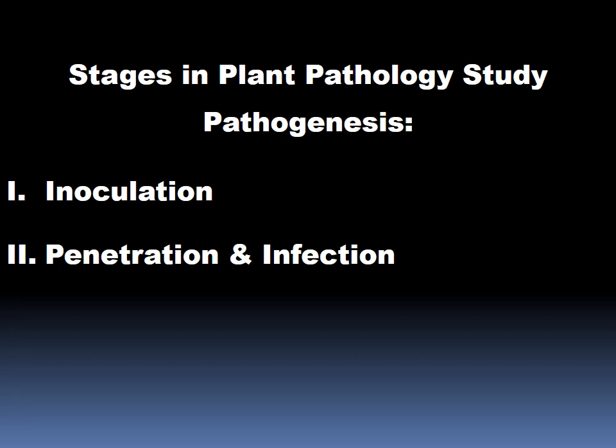When the host and the pathogen come in contact with each other, this process is known as inoculation. They not only come in contact with each other, but they also recognize each other. And the pathogen also tries to attach itself to the host surface. But the objective of the pathogen is not completed by just remaining at the surface. The objective of the pathogen is to get the nutrients out of the host, and the nutrients are present inside the host cell. So the pathogen tries to enter inside the host cell to get the nutrients.